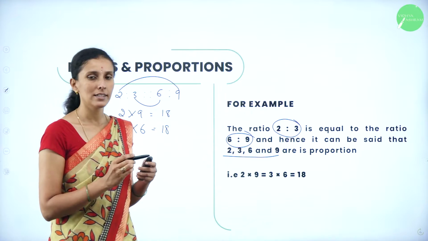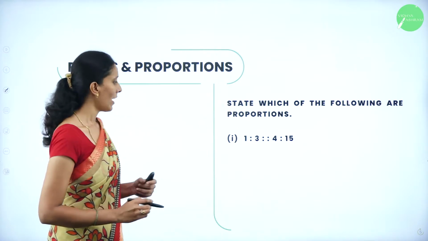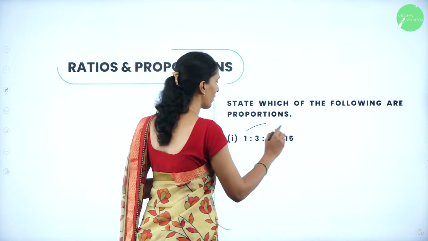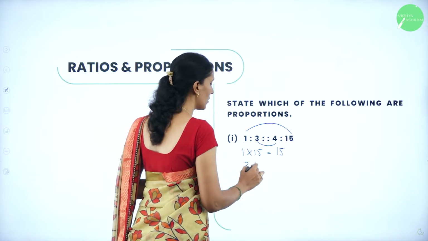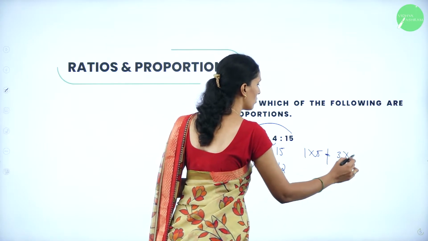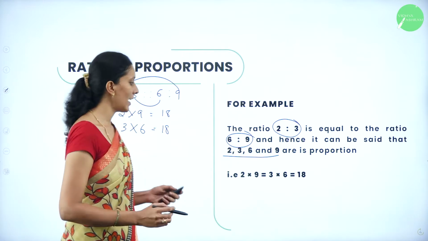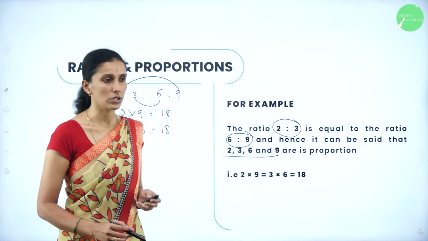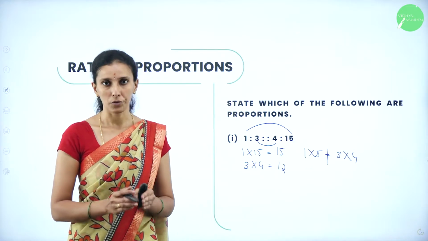So let us take an example now. State which of the following are in proportion. We have one example here, 1 is to 3 proportional to 4 is to 15. Let us see the product of extremes, that is 1 into 15 is equal to 15. The product of means, that is 3 into 4, is equal to 12. So 1 into 15 is not equal to 3 into 4, therefore we say they are not in proportion. Whereas in the previous case you can see the product of extremes was equal to the product of means, therefore they are in proportion. But here their product is not equal, so therefore they are not in proportion.